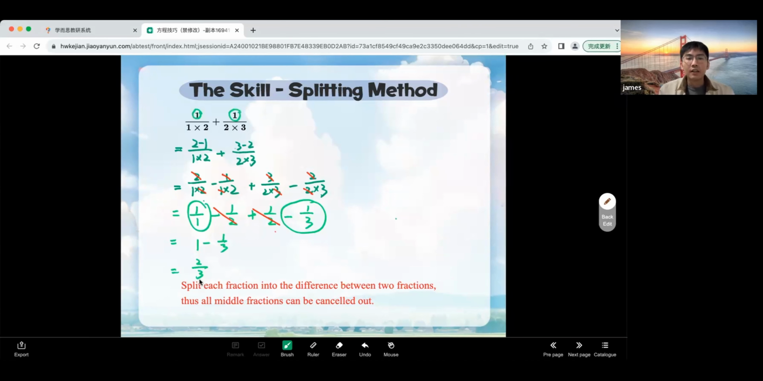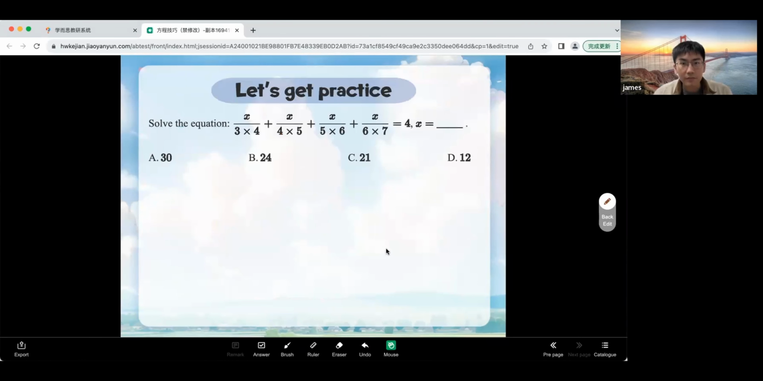Okay, so let's do a recap, everyone. To use the splitting method, we split each fraction into the difference between two fractions. Thus, all the middle fractions can be cancelled out. And that's how we use the splitting method and how it works. With the splitting method, everyone, let's see one more question. Let's see an equation right over here.